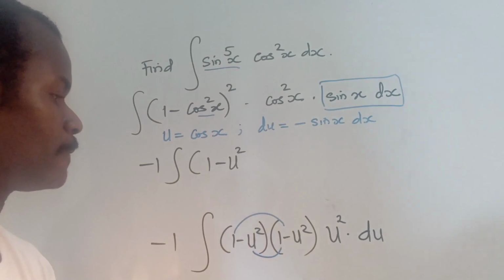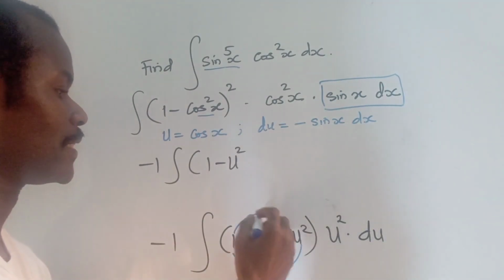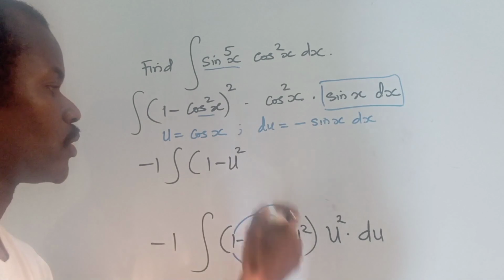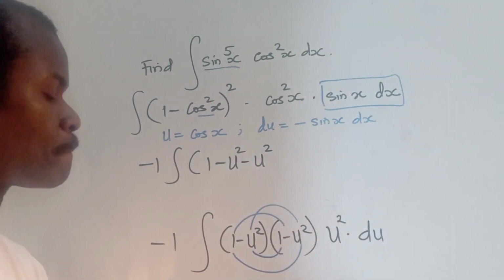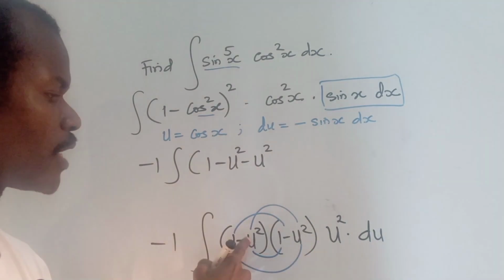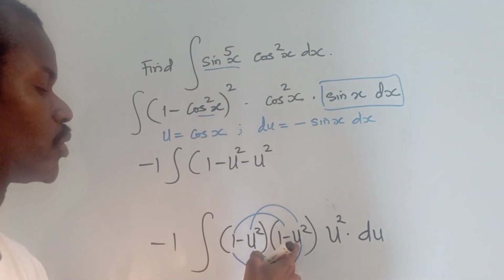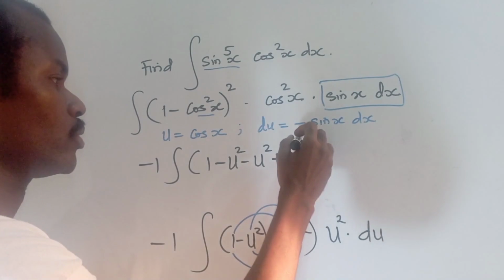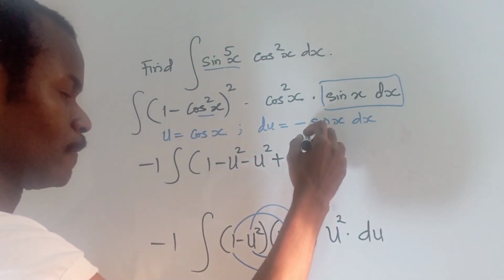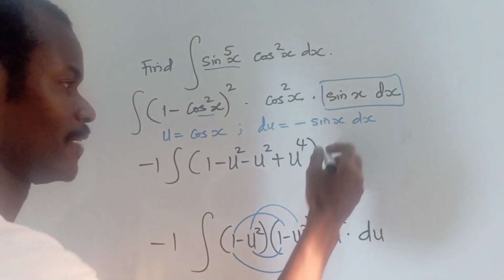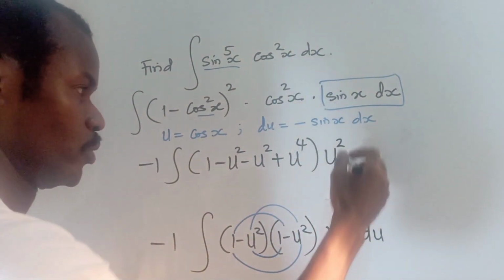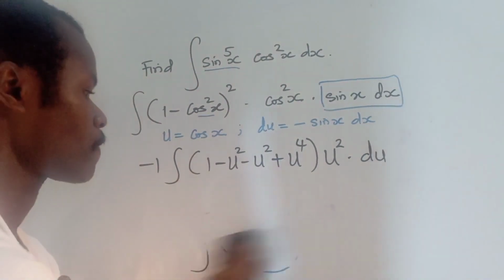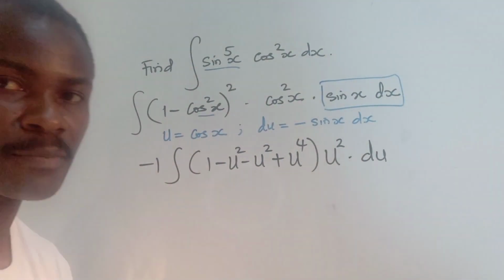Now the next step is this is going to multiply this and this will multiply this. So 1 times minus u squared is still minus u squared. And we have minus u squared times minus u squared. Minus times minus is plus. U squared times u squared is u to the power of 4. So we close the bracket and we have this out here with respect to what? du.